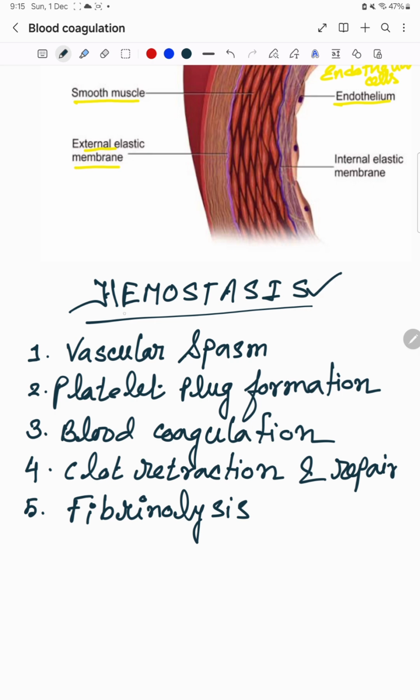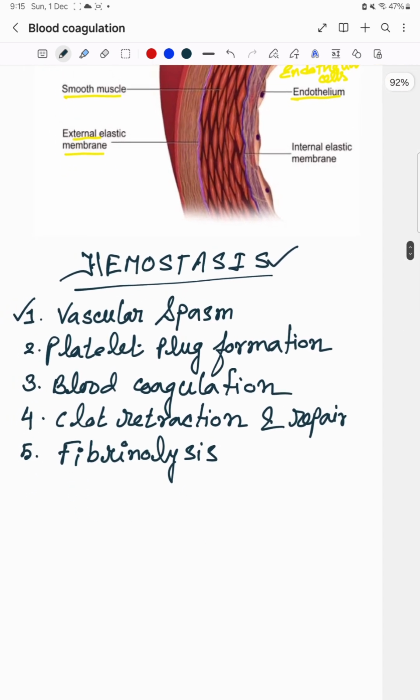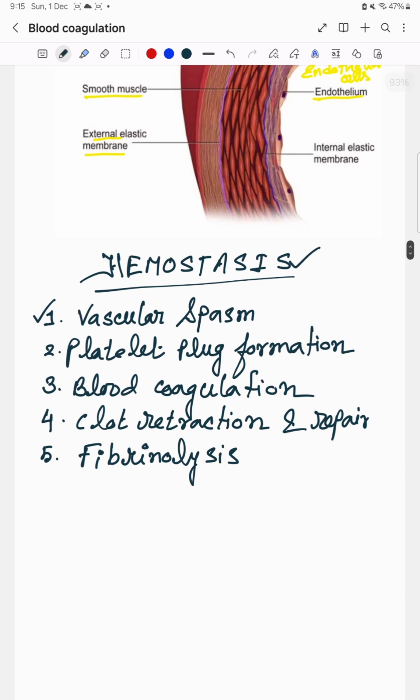Hemostasis means stopping of bleeding. So what happens? Firstly, it's vascular spasm. Vascular spasm is like the tonicity that we feel after getting any cut. Vascular means the whole blood vessel system. It gets damaged, and because of its damage we feel pain, so that is the vascular spasm.